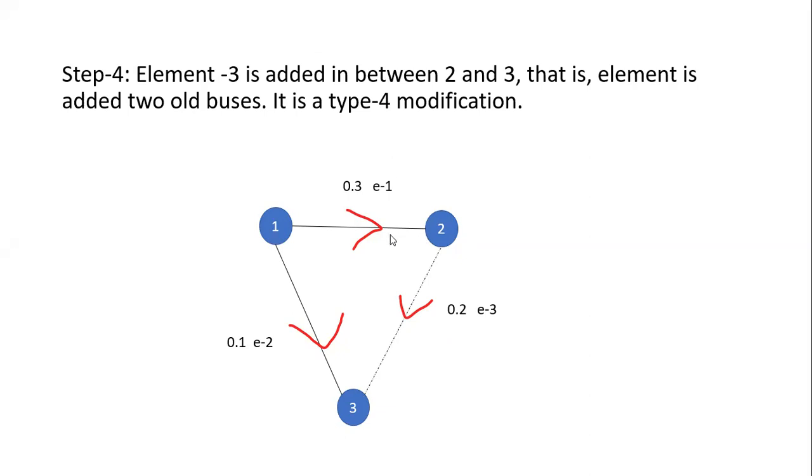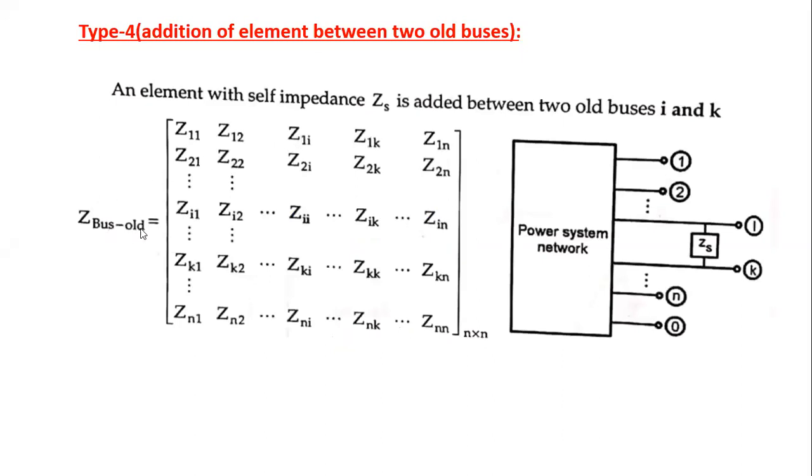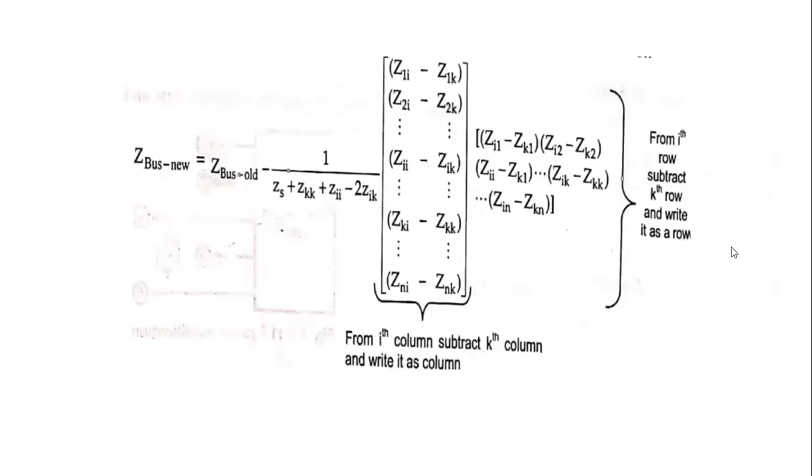For the Z bus formation in the type 4 modification, we have a formula. That is for the Z bus old matrix. In this case, the element ZS is added between two old buses, where I and K are the two old buses. The formula for a type 4 modification is Z bus new equals Z bus old minus 1 by ZS. ZS means which element is added in this step 4, that is element 3.